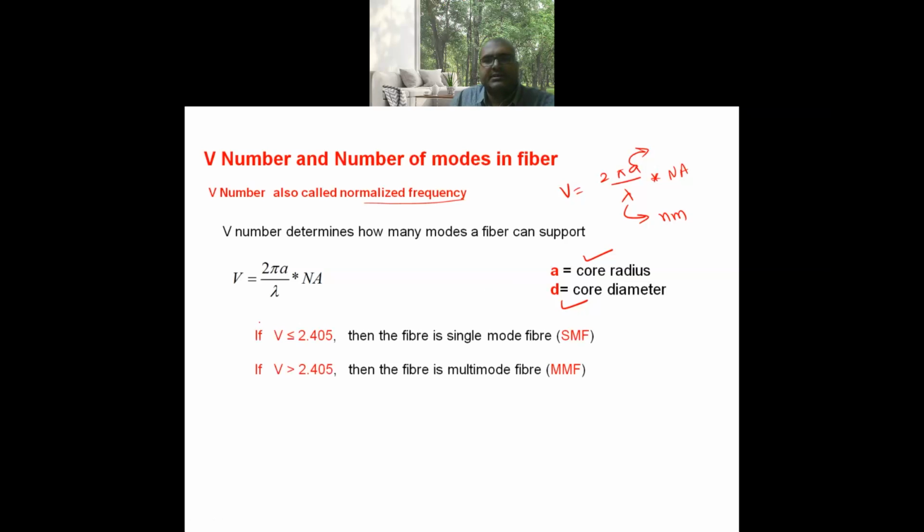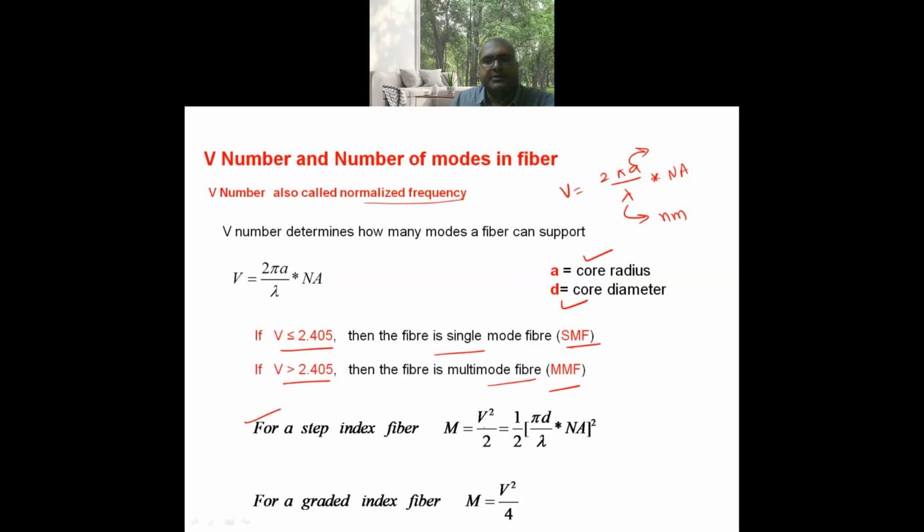Here, the V number is associated with the number of modes. If V is less than or equal to 2.405, then the fiber is a single mode fiber. If it is greater than 2.405, then the fiber is a multimode fiber. For a step index fiber, the number of modes accommodated is given by m is equal to V square by 2. In case of graded index fiber, it is V square by 4.